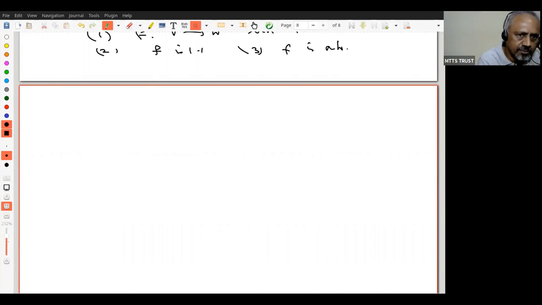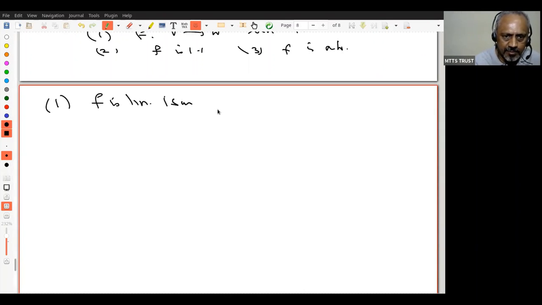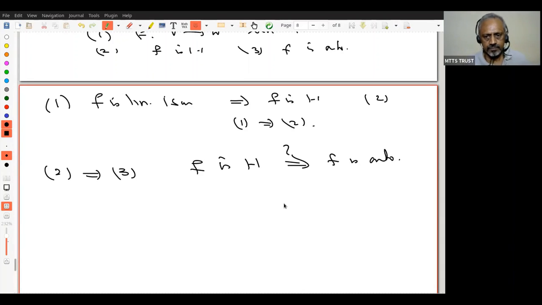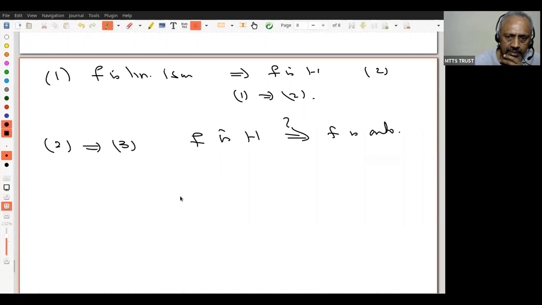So let us assume f is a linear isomorphism. If f is a linear isomorphism, by very construction it's a bijection. Therefore f is 1-1. That is, it implies 2. Therefore 1 implies 2. Clear. Now I want to know 2 implies 3. That means assume f is 1-1. I want to know whether f is onto. Right?